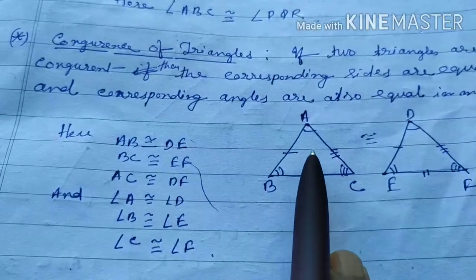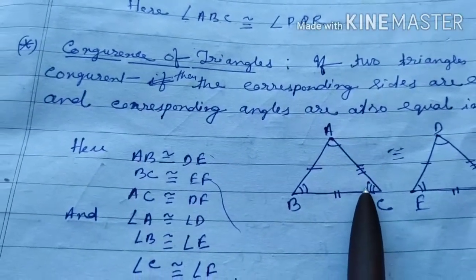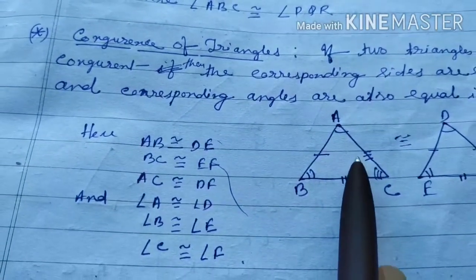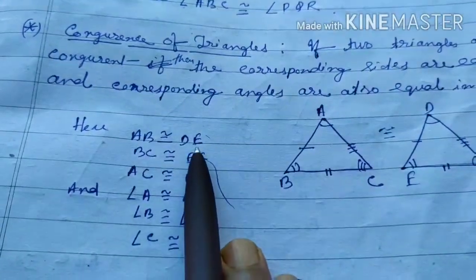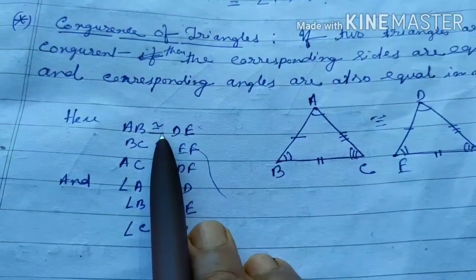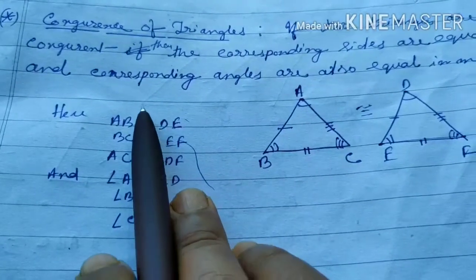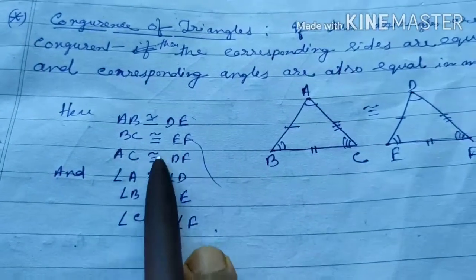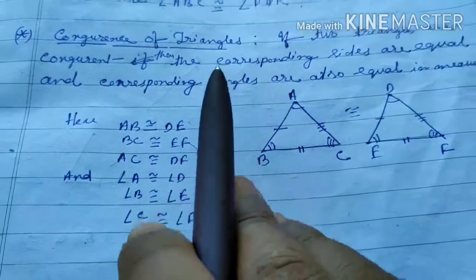If triangle ABC and triangle DEF are congruent, then their corresponding angles are equal, as well as the corresponding sides are also equal in length. So AB is congruent to DE. Instead of the symbol congruent, we can use the equal sign. So we have AB equal to DE, BC equal to EF, AC equal to DF.